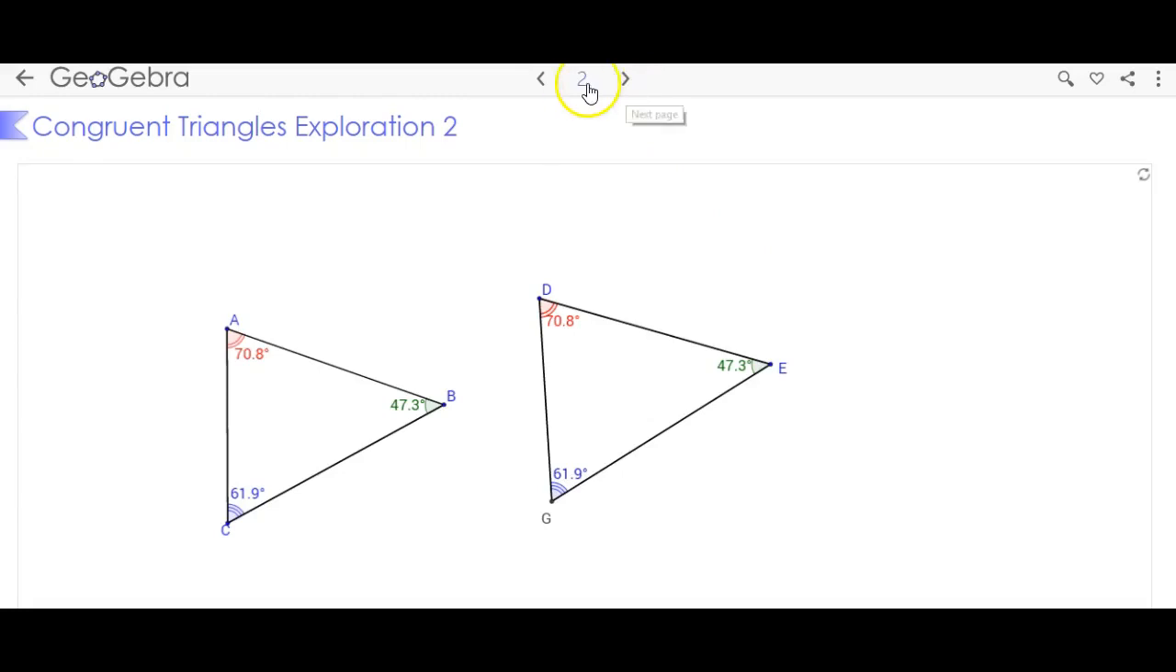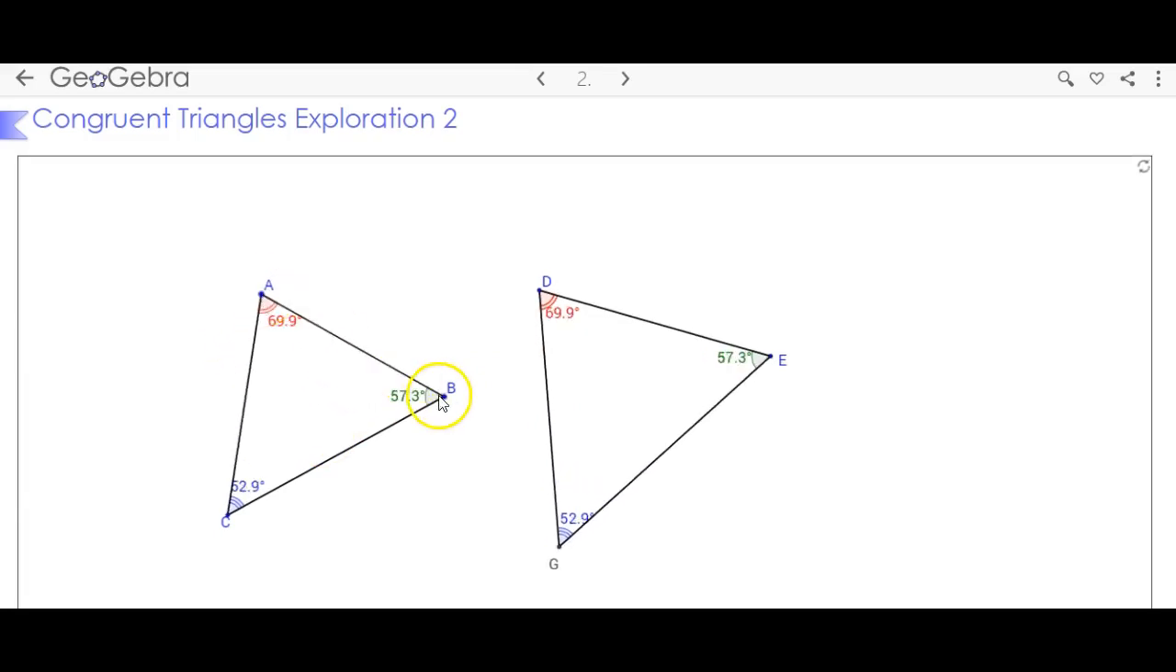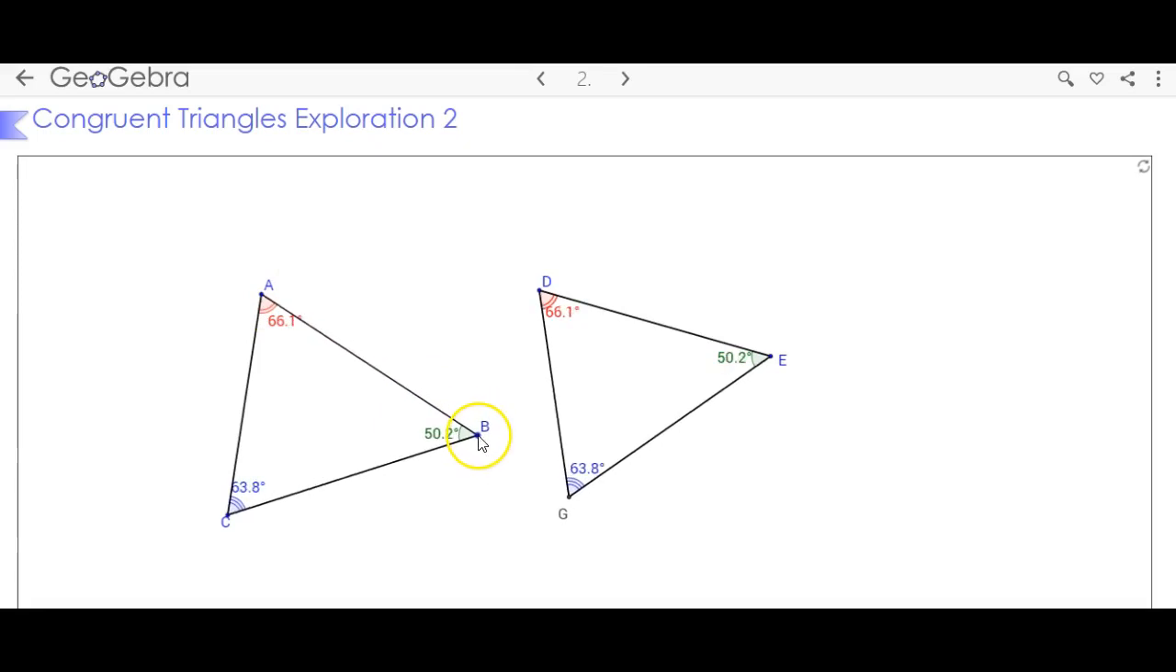So just use the arrows on top, and I can tell you right now from this picture, these 2 triangles are not congruent. Is it possible to drag them so that they are? That's something that you need to explore. When you finish all 6 explorations, please ask for the assignment that is due tomorrow, and I will see you tomorrow.